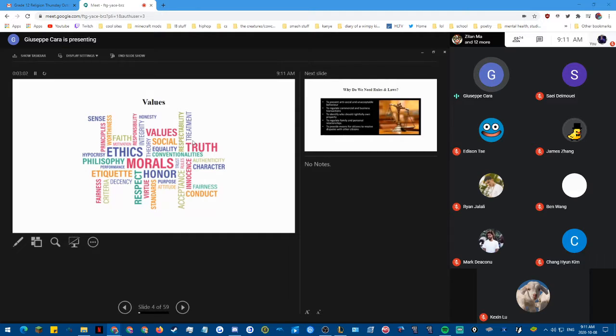And these are different values that we may have, and there's a whole bunch of them. It can often get confusing because everybody seems to have some understanding or idea of what a value is, and a lot of them seem similar, and a lot of times they seem to be competing against each other, or diametrically opposed to each other, especially when you add in different religious belief systems.